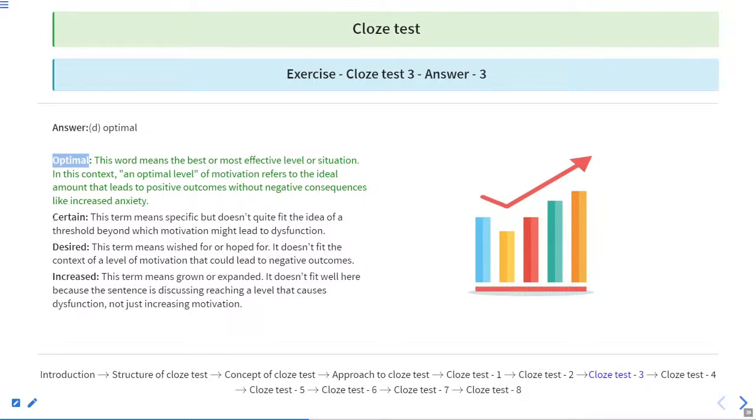It cannot be certain because certain means specific but doesn't quite fit the idea of a threshold beyond which motivation may actually lead to dysfunction rather than any increased performance. It cannot be desired because desired means something which is wished or hoped for. It doesn't fit the context of a level of motivation that could lead to a negative outcome. Increased, this term means grown or expanded. It doesn't fit well here because the sentence is discussing reaching a level that causes dysfunction, not just increasing motivation.